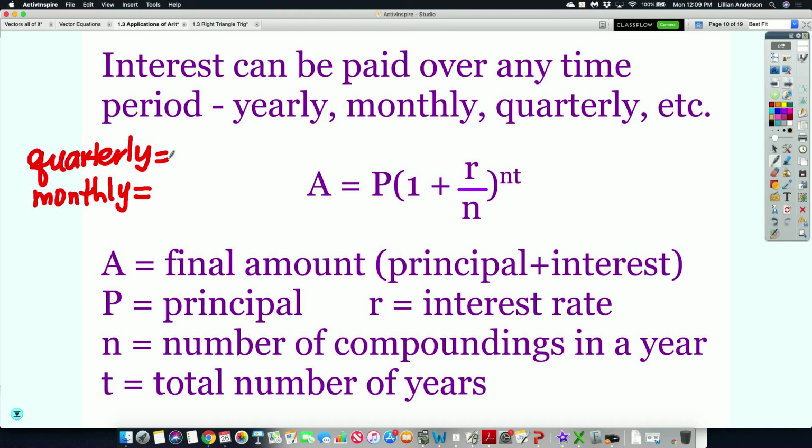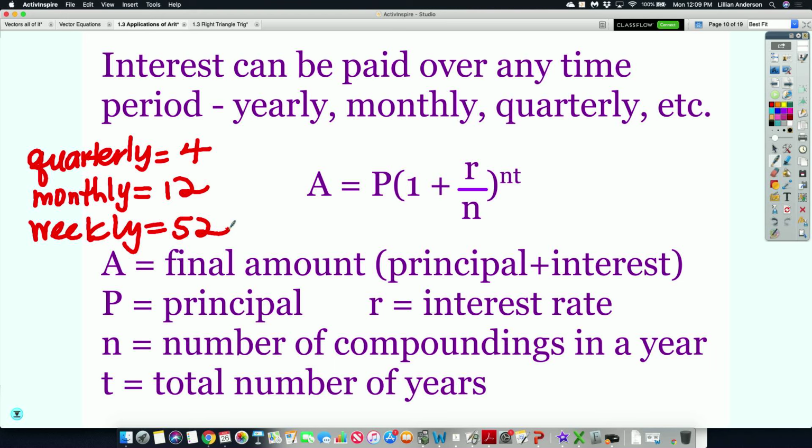So if it's quarterly, you gotta think, how many times a year is that? It's 4. There's 4 quarters in a year. Okay? And there's 4 seasons in a year. Monthly, how many compounding periods is that? 12. How many weeks are in a year? So weekly would be 52.